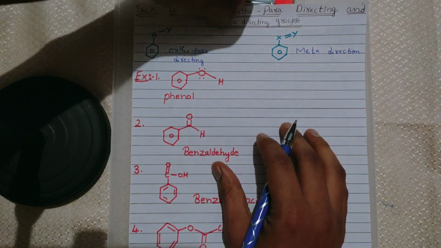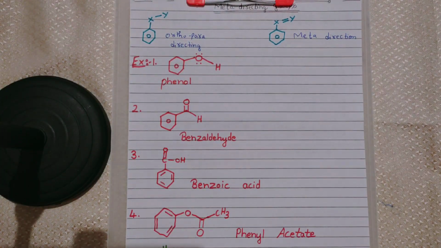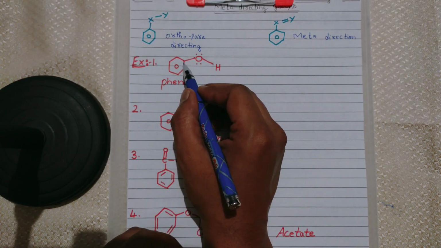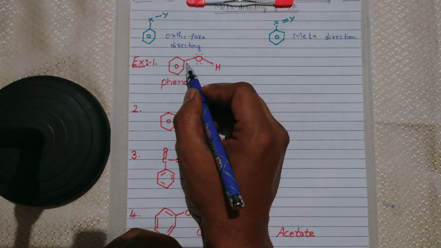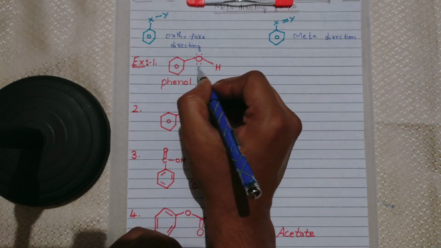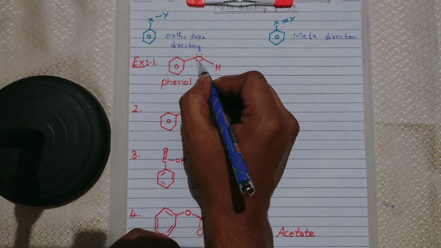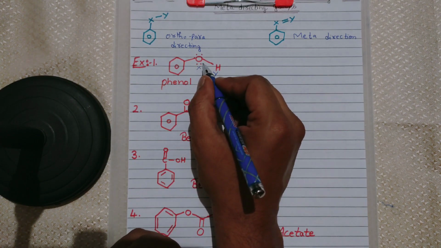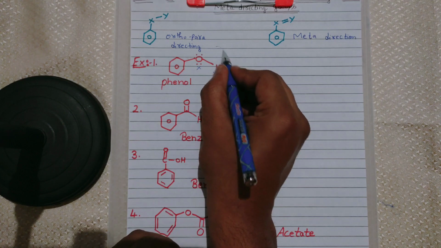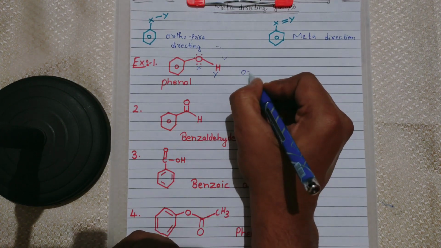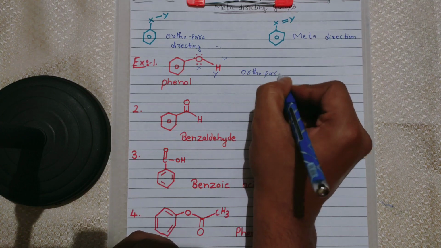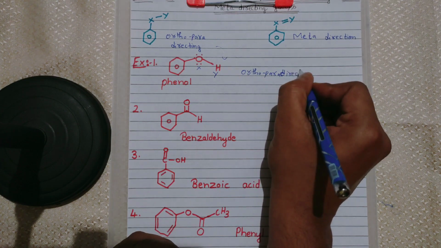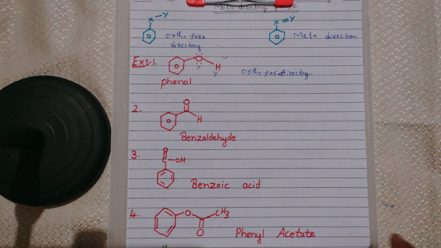Now let us apply this concept on a few examples. The first example I have taken is phenol. The oxygen atom is directly connected to benzene. Whichever atom is directly connected to benzene, we name it as X, so this will be X. Hydrogen is directly connected to the X atom, so this will be your Y. Now observe the bond between X and Y. Is it single or double? Single bond, right? So it is an ortho-para directing group. First question already solved.